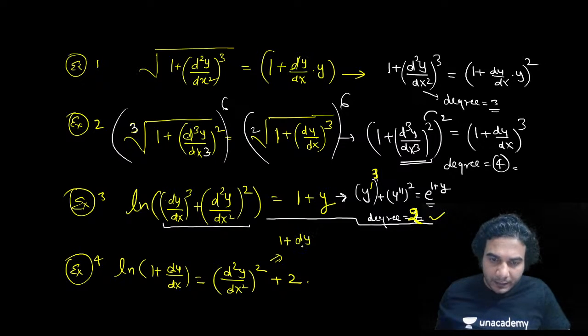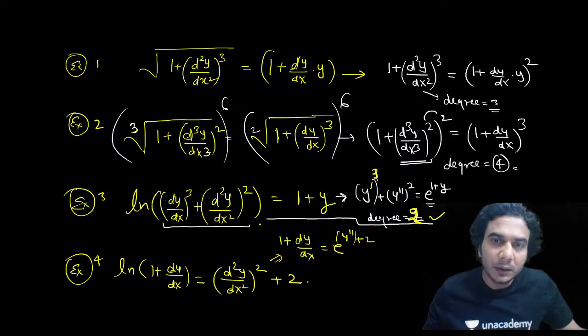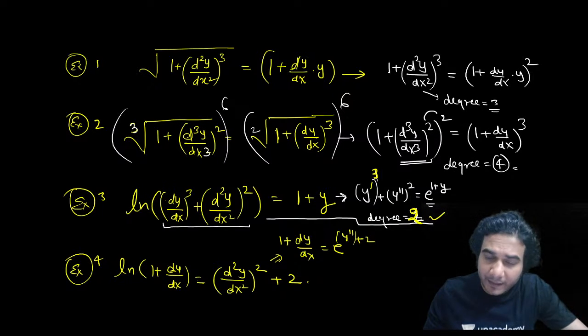If you remove ln, then it will be the exponential function e raised to y double dash plus 2. So you can see again it is not a polynomial form because y double dash is the exponent of e. So in this case you can't remove ln or the exponent function. You can't bring this into polynomial form. So the degree of this equation is not defined. Okay.